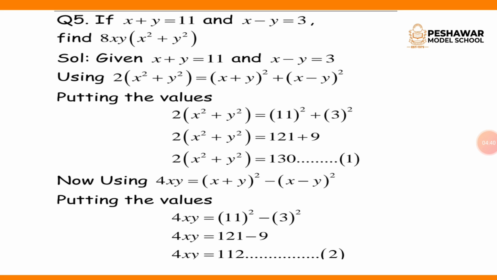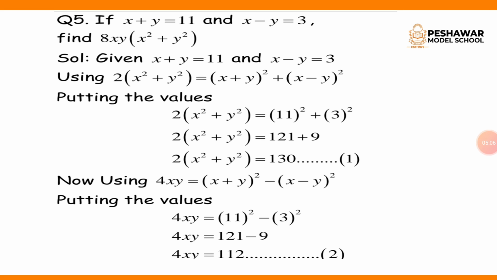Question number 5: if x plus y is equal to 11 and x minus y is equal to 3, find 8xy and x square plus y square. Given the values x plus y equal to 11 and x minus y is equal to 3, formula number 5: 2 into x square plus y square is equal to x plus y whole square plus x minus y whole square. After putting the values, we get 11 square plus 3 square, which is equal to 121 plus 9, and that is equal to 130.